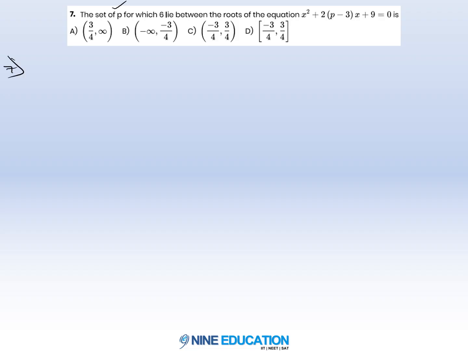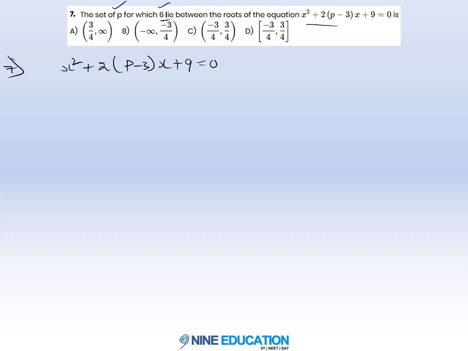So, the set of values of p for which 6 lies between the roots of the equation. A quadratic equation is given: x square plus 2 times (p minus 3) into x plus 9 equals 0. Now we need to find values of p for which 6 lies between the roots.